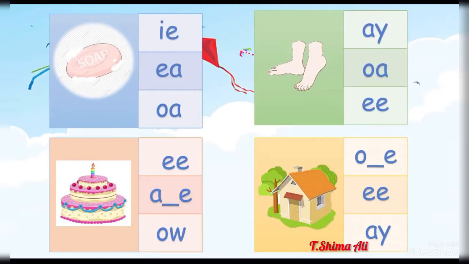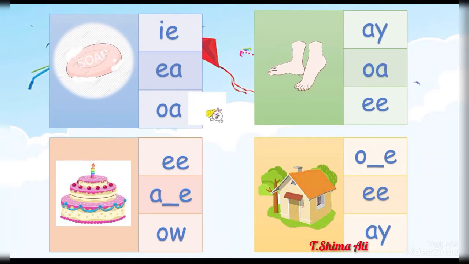First, let's revise some words to identify their sounds. Number one, we have soap. What's its sound? Is it I or E or O? Soap. It is O.